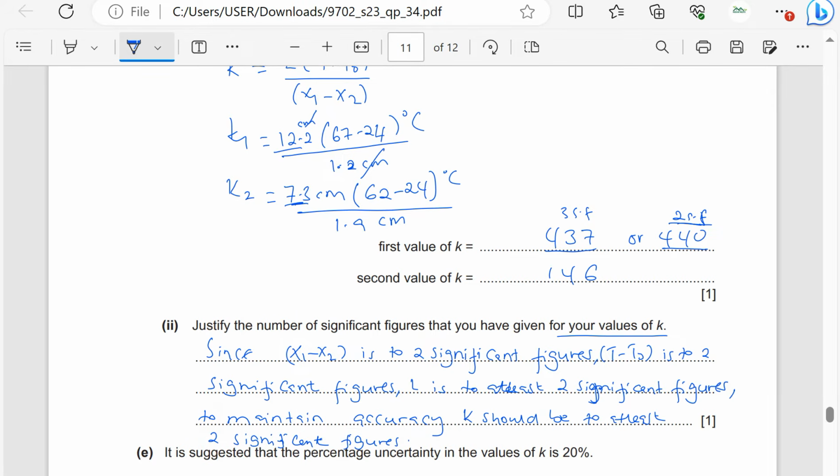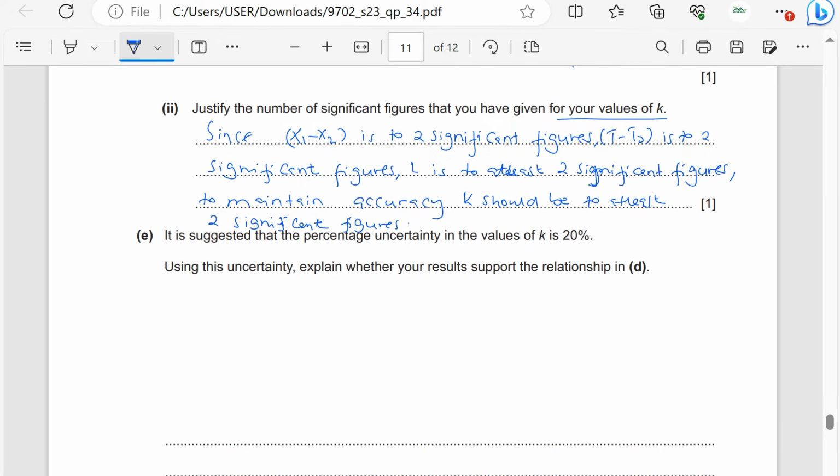So the smallest number of significant figures should not be less than 2, since the smallest number of significant figures in the raw data that we have used to calculate K is 2. So to maintain the same degree of accuracy, K should be to at least 2 significant figures, but not less than 2. So I can write 2 or 3, but not less than 2. It is suggested that the percentage uncertainty in the values of K is 20%. Using this uncertainty, explain whether your results support the suggested relationship.